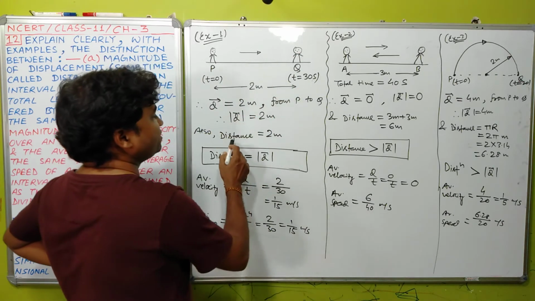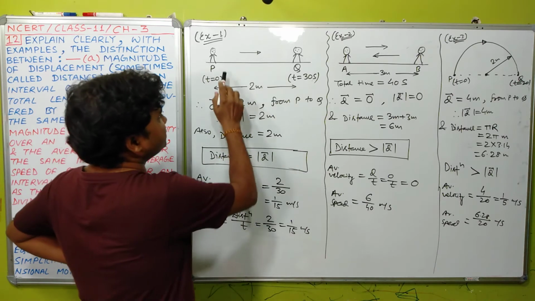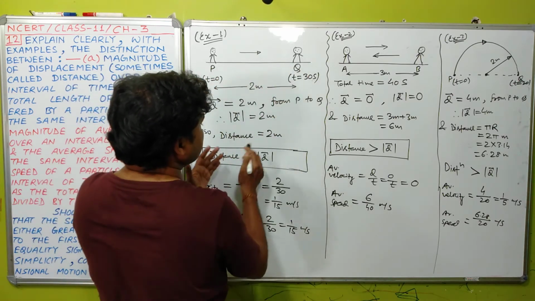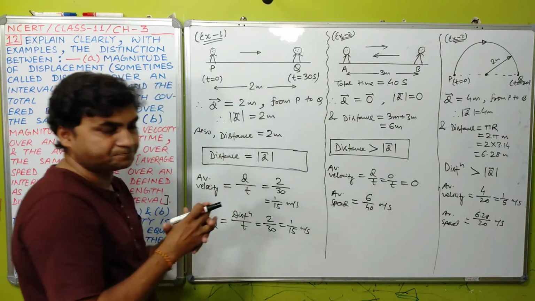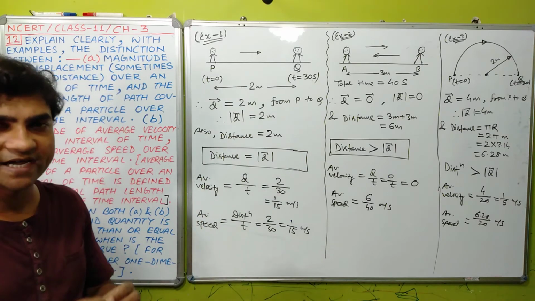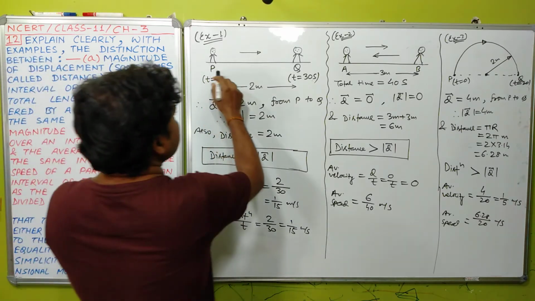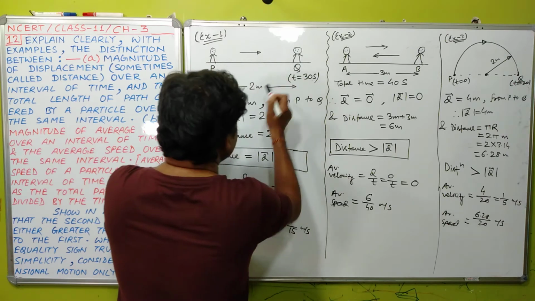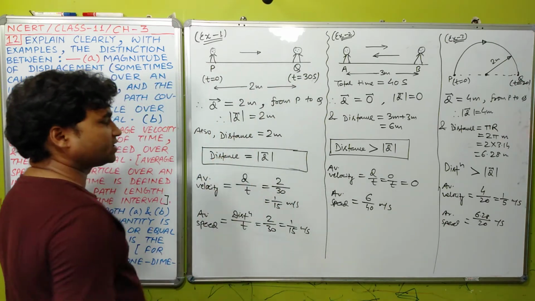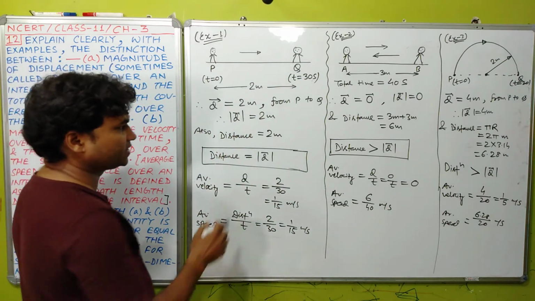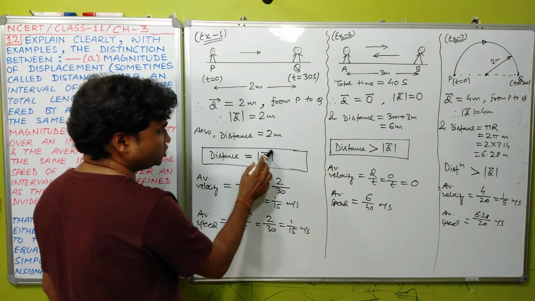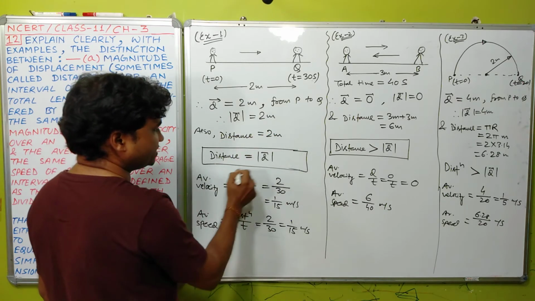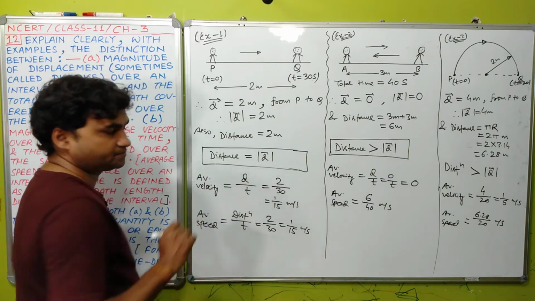Now what will be the value of distance? Distance is the length of the actual path covered, which is also 2 meters. So from here it is very clear that the distance and the magnitude of displacement are both 2 meters, which means these two are equal.